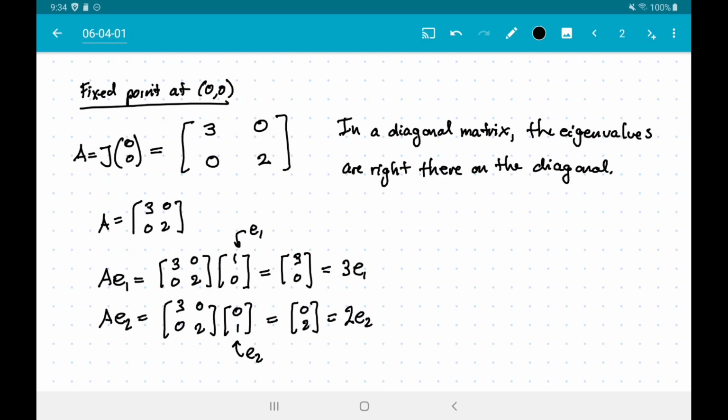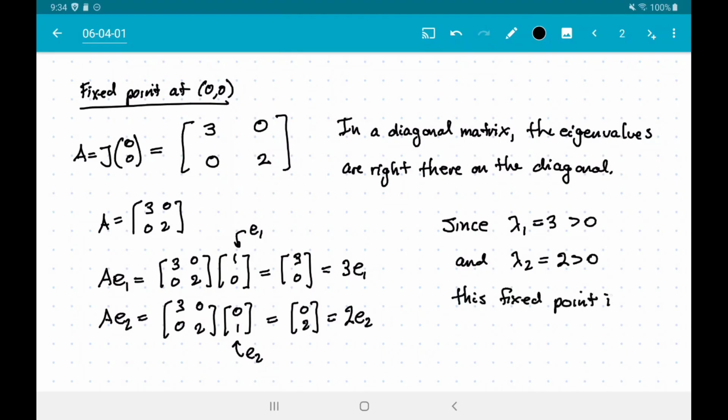Now, since lambda 1, which is 3, is greater than 0, and lambda 2 equals 2 is also greater than 0, this fixed point is, well, what kind of fixed point happens when you have two positive real numbers for the eigenvalues? This is an unstable node.